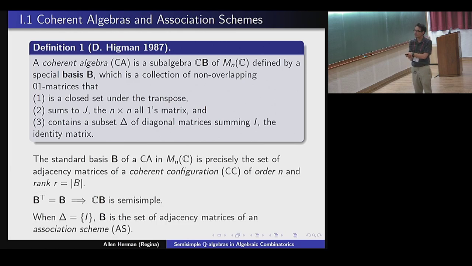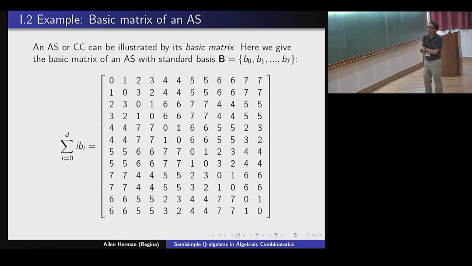There's a special case which is of interest. The most interesting case is when you only have one element in this delta. In that case, this is exactly the set of adjacency matrices of an association scheme, and you call the algebra an adjacency algebra of the association scheme, or in its initial founding, it was due to Bose and Mesner, and so it's often called the Bose-Mesner algebra of the association scheme. So this is one of the algebras that we're interested in, well, two of the algebras we're interested in, coherent algebras and algebras of association schemes.